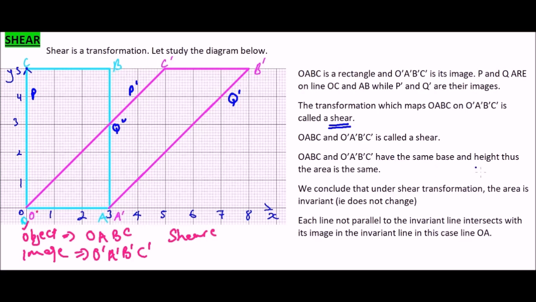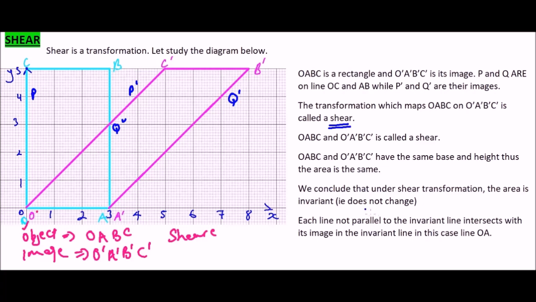We have the base, the image, and the object are sharing the same base, that is OA. If you calculate the area of the image and the area of the object, they are the same. So we conclude that under shear, the area is invariant, meaning the area of the image and the area of the object are the same.